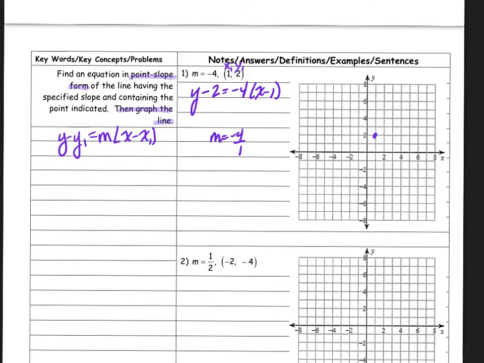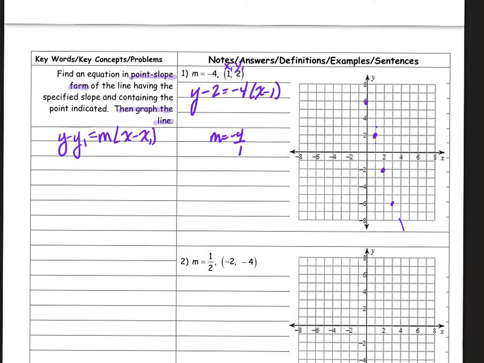So now I have my rise over my run, and I'm going to just start at the point that they give me. I know that this point is on the line, so I'm going to start there. I'm going to go down 4, 1, 2, 3, 4, and over 1, and put my next point. Or I could go backwards. I could go up 4 and back 1. 1, 2, 3, 4, back 1. Okay, and then I'm going to draw my line, and that's all I'm going to do.